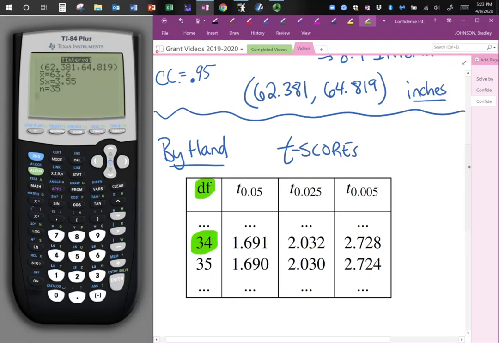Be careful not to pick 35. 35 is the sample size. The degrees of freedom is 34. Now, what next we have to pick? We have to pick one of those three numbers.